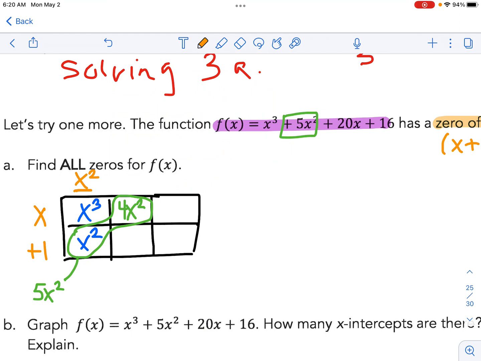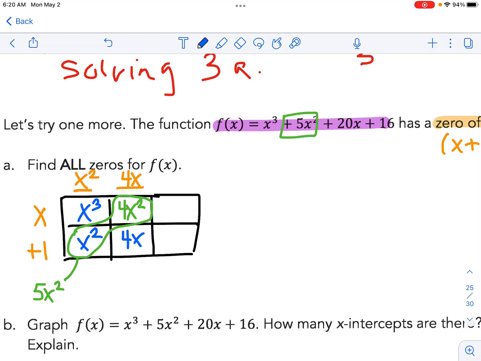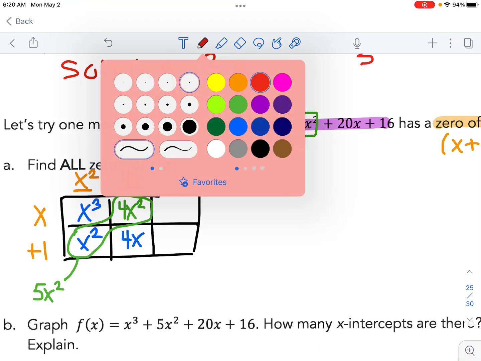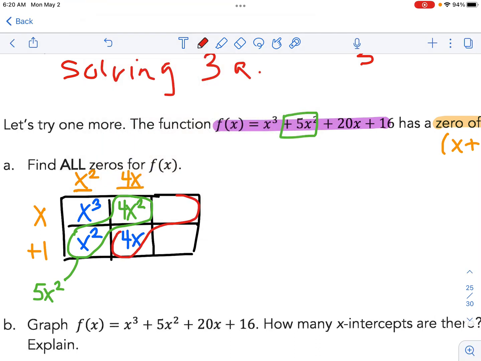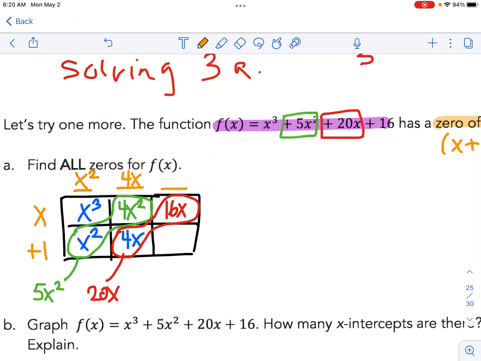Now we're back to the beginning. We're going to do it all over again. We're going to play the fill in the blank game. This must need to be 4x. Now we're going to play the multiply game. 4x times 1 is 4x. And then we have to play the combine like terms game to get the next term in the product, which is 20x. So if this needs to be 20x, then we need a 4x and a 16x to make 20x. And then we start the process all over again.